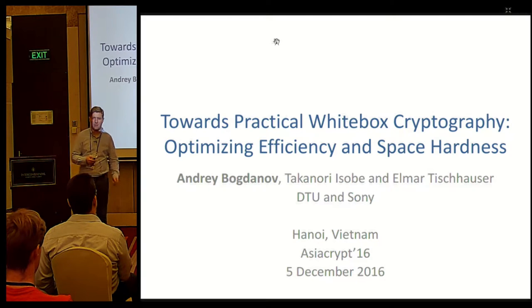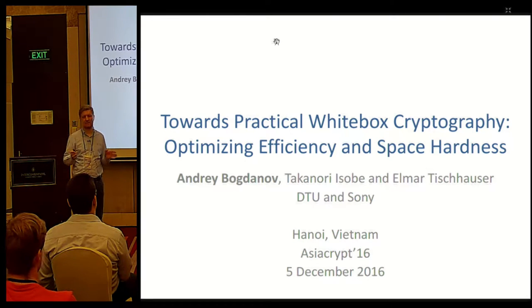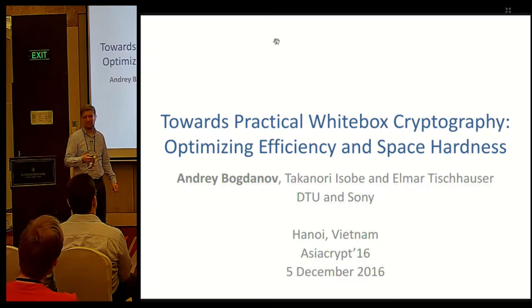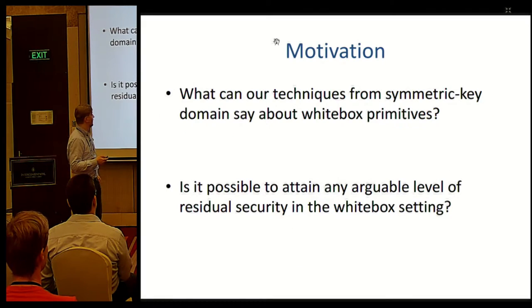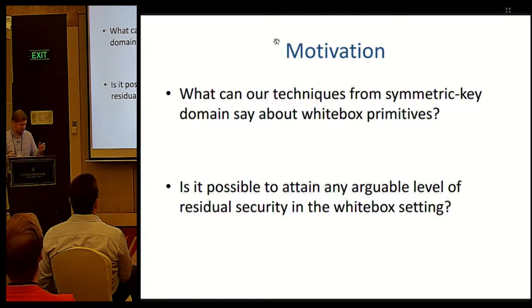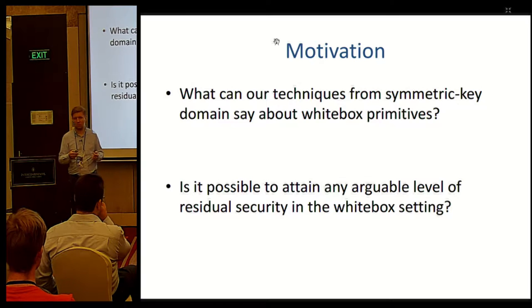Indeed, it's about white box cryptography. I will give a brief introduction to the setting, then show you a couple of examples of how you can build a cipher which is somehow secure, in a rather esoteric setting. Motivation basically results from the following two questions. What can our techniques from symmetric key cryptanalysis and design teach us about white box crypto? And is it possible to attain any residual security for white box crypto?